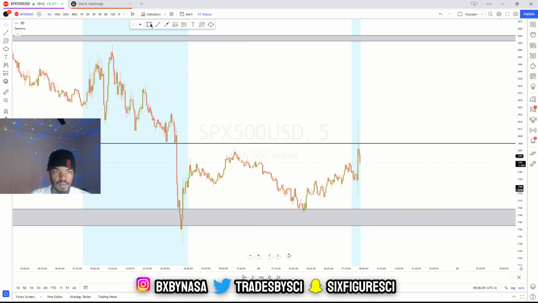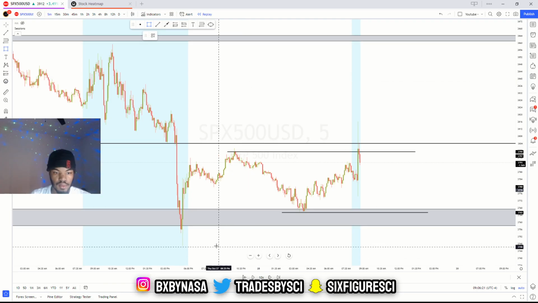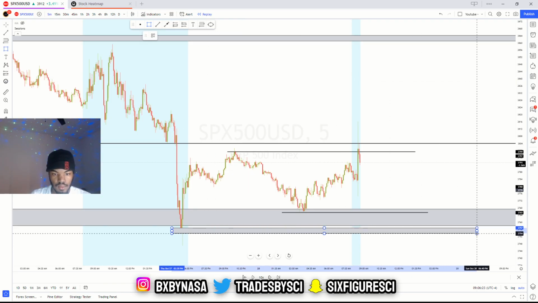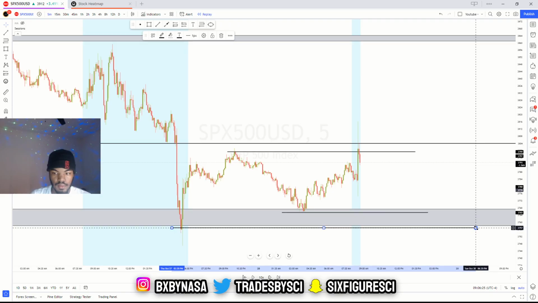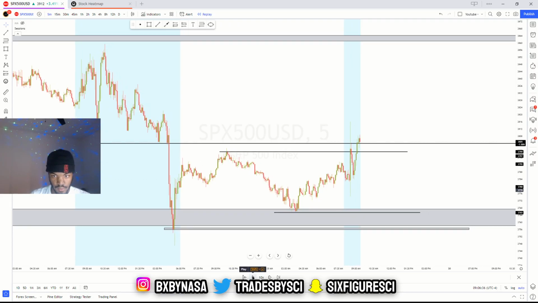Alright, so we're in session now. We're going to mark that price has a high here, and price has lows here, and then price also has lows here. So we're going to keep this in mind for this session and see what happens today during this session. So now we wait for price to give us some indication.